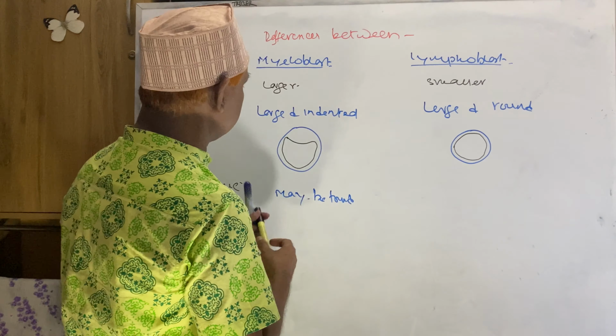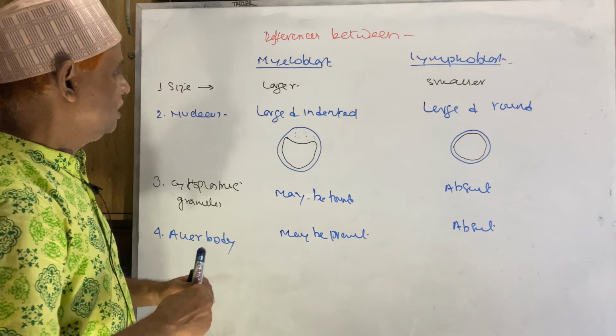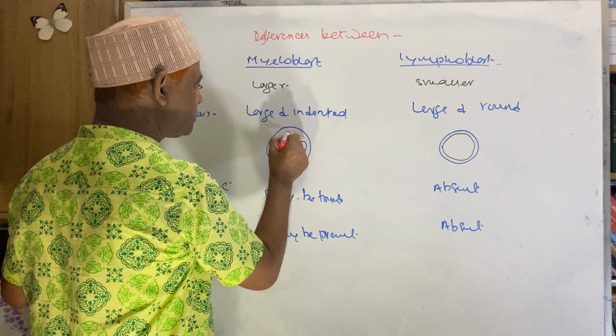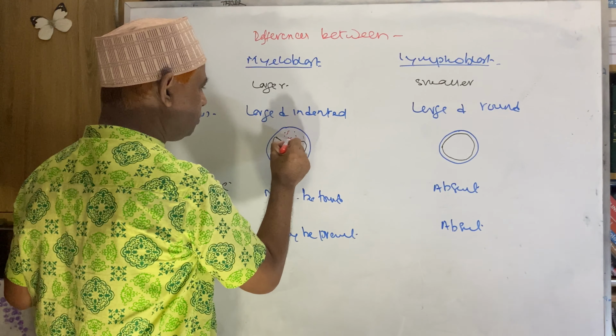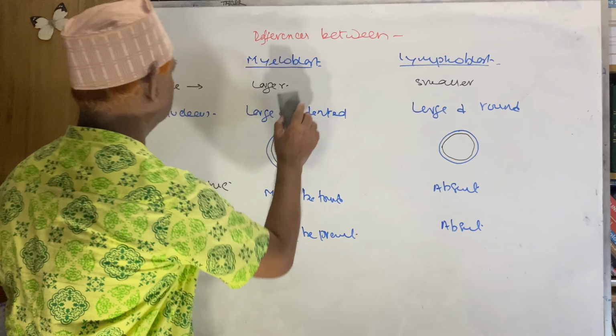Then Auer bodies may be present in myeloblast, but they are absent in lymphoblast. These are the granules, the Auer bodies like this. They may be present in myeloblast, but absent in lymphoblast.